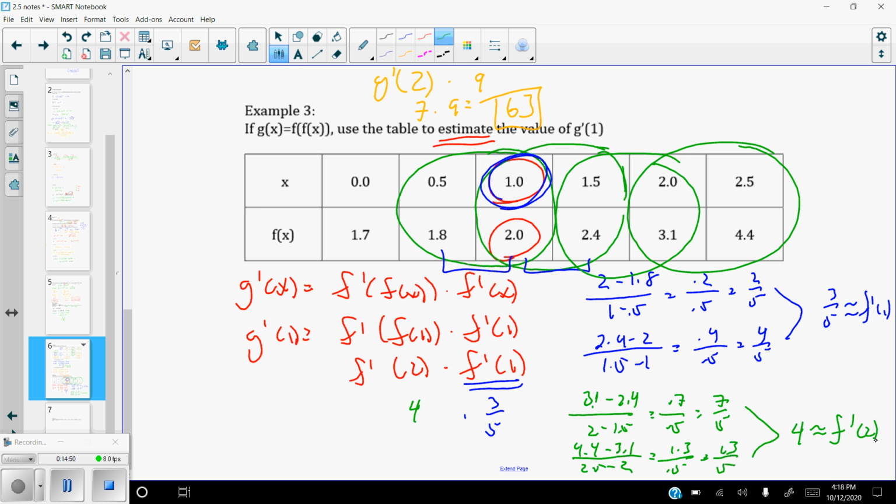So then multiplying 4 times 3/5, we get 12/5. That is the approximate value of g prime of 1. Okay, kind of a long drawn out process there for that one, but that's a good way to do it.